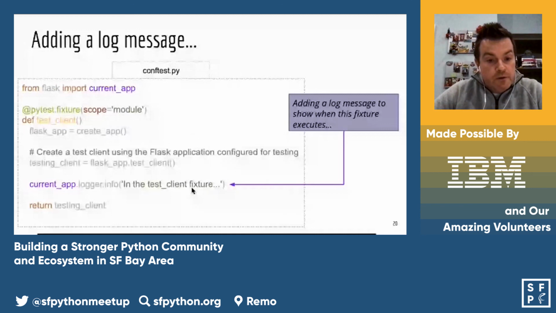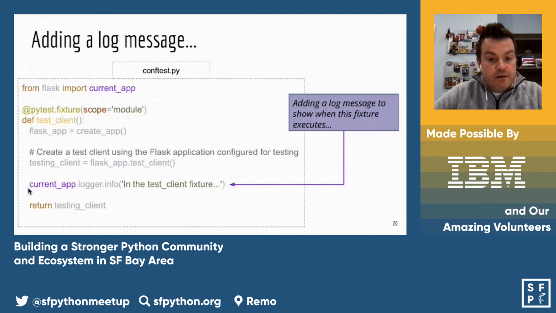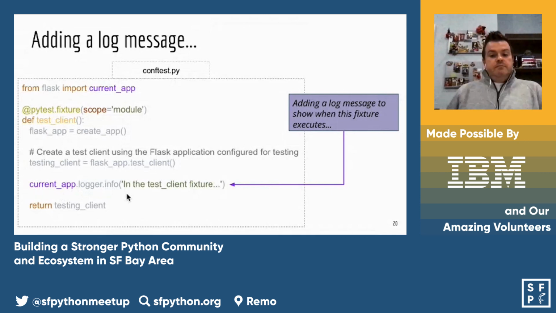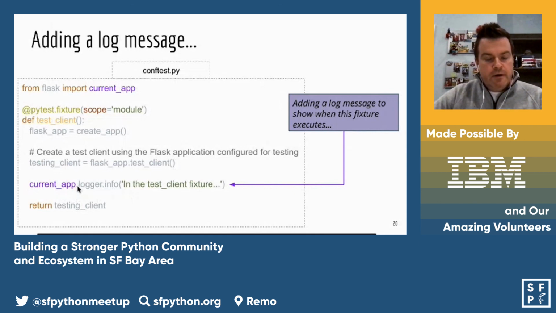And as we learned before in those diagrams, we have access to the current app proxy, which we can use to access the application context. One of the things that's stored in the application context is the logger. So we can call current app, which allows us to access the logger, and then we can log an info message. Everything probably looks good here. We're using the proxy like we should to access the logger, which is part of the application context.